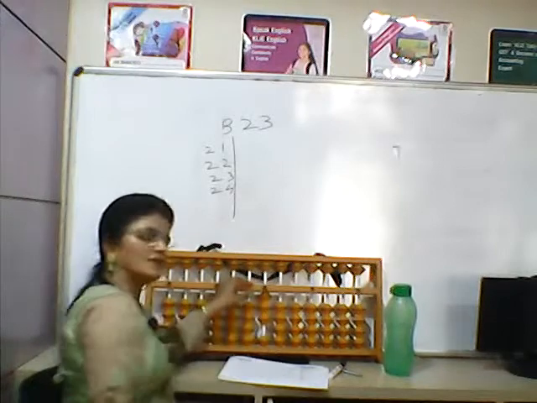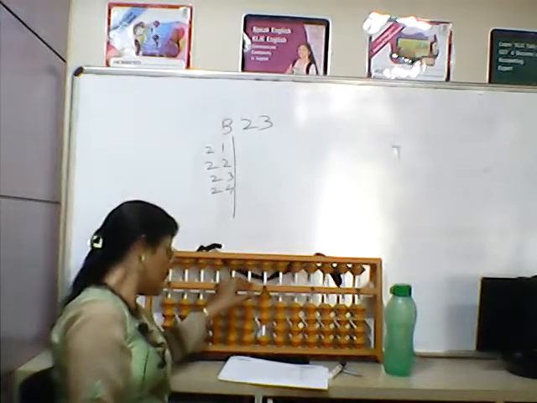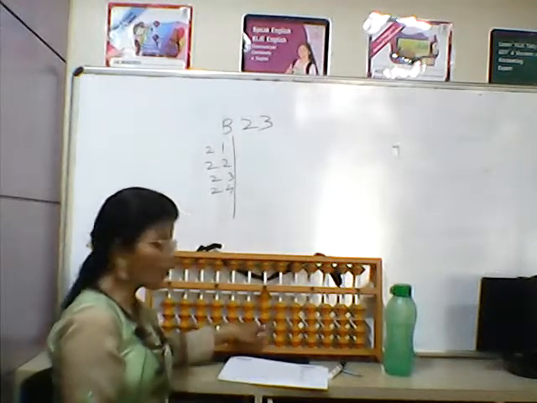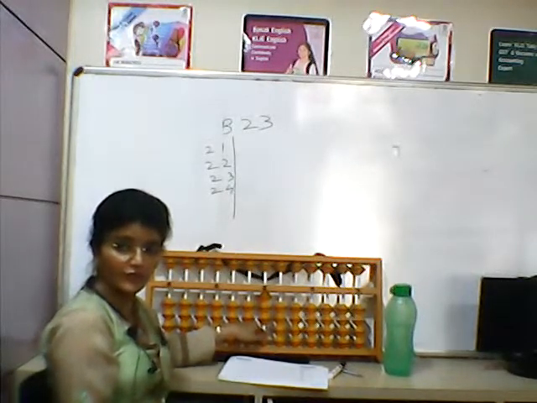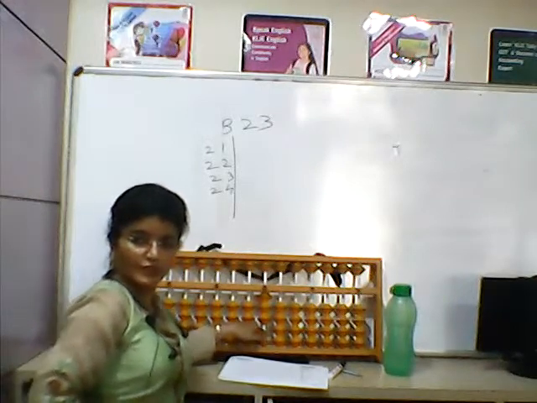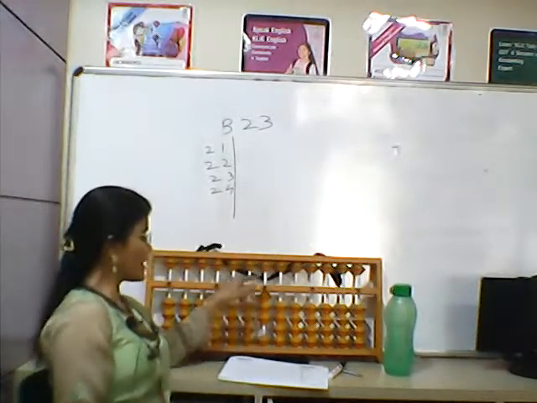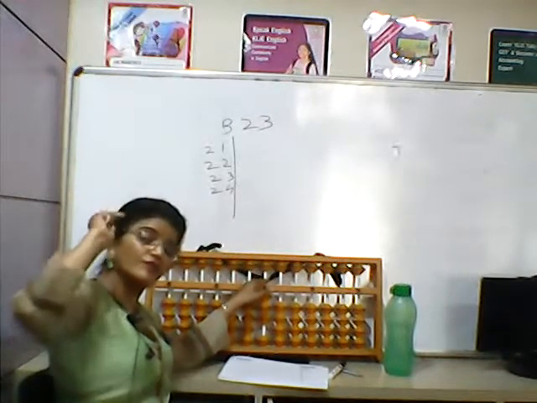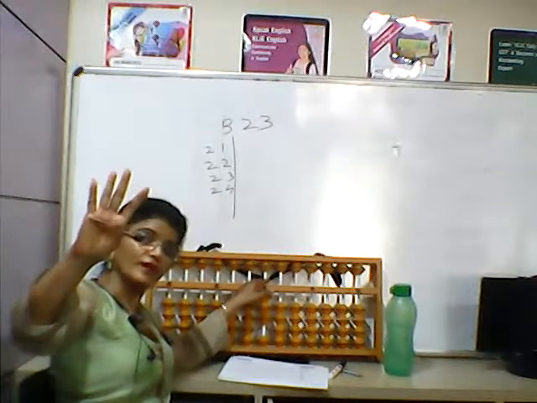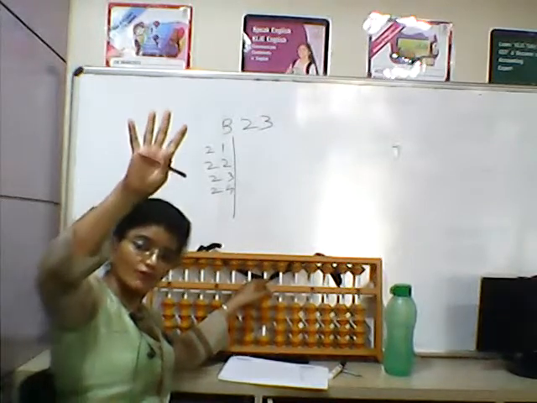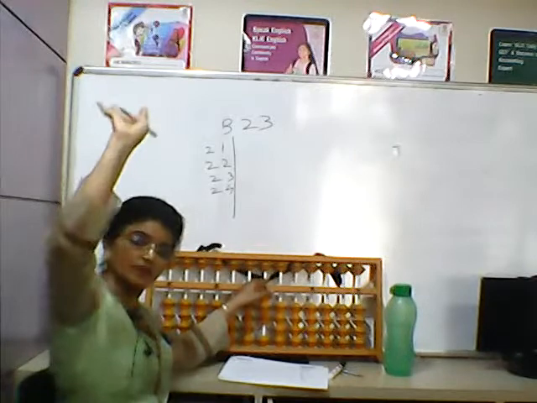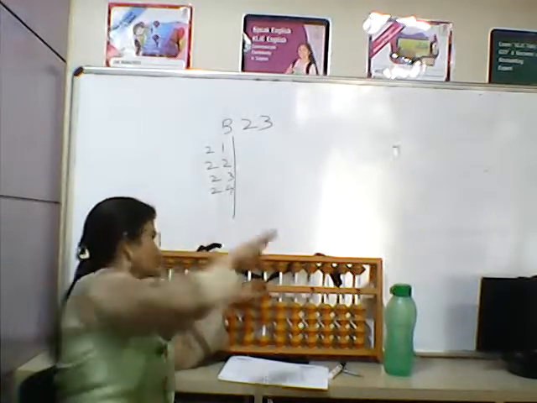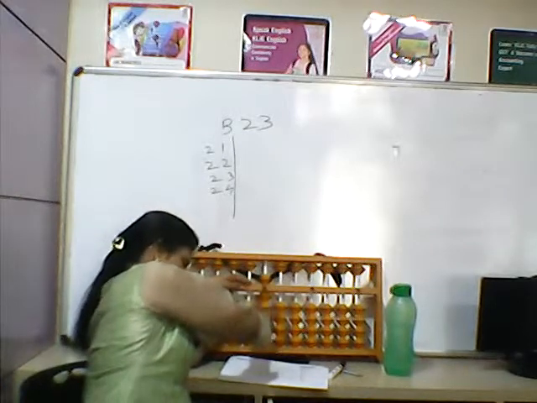Show 3, right thumb, 3 builds up. Next number is 4. Can you do 4 here? No. So can you take help of 5? Yes. So take the help of 5. Plus 4. 4 ka friend minus 1. Plus 5 minus 1.